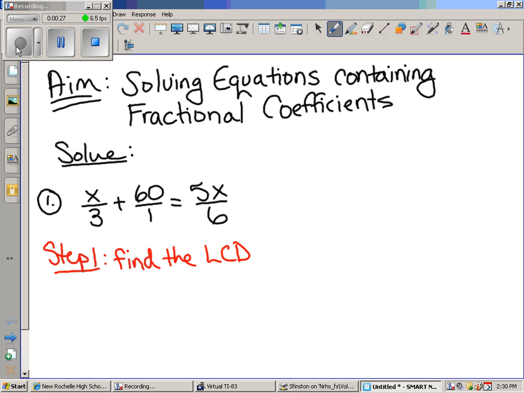So here's what you do to find the LCD. You circle the denominators. What's the least common denominator? 6. What is the smallest number they all divide evenly into? The LCD in this particular case is 6, because 3 divides evenly into 6, and 6 divides evenly into 6. You okay with that?